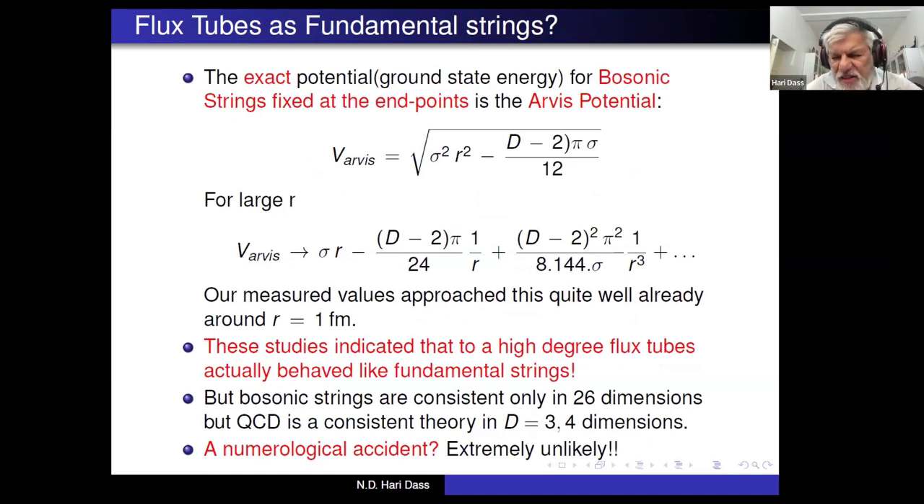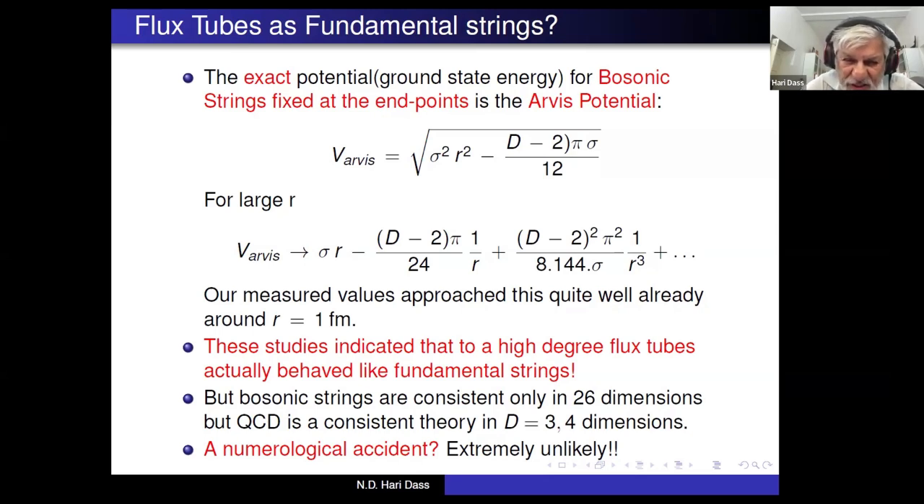Now, the exact potential or the ground state energy of bosonic string theories is the so-called Arvis potential, and you can expand it, and our measured values reproduce this very well already when the quark-antiquark separation was 1 Fermi. So what our studies indicated was that to a high degree, flux tubes actually behave like the fundamental bosonic strings.